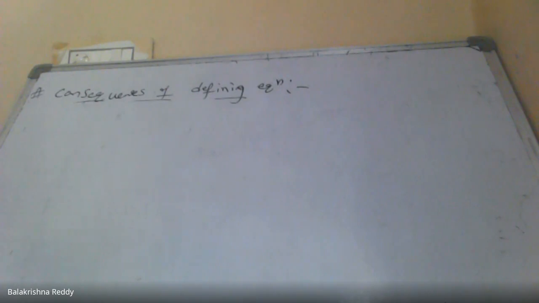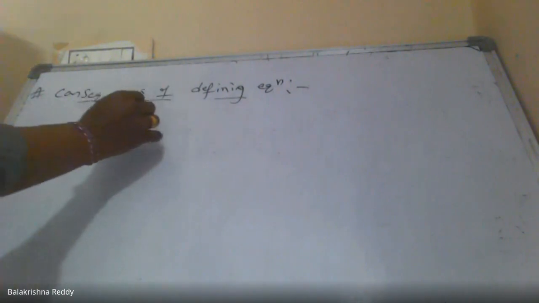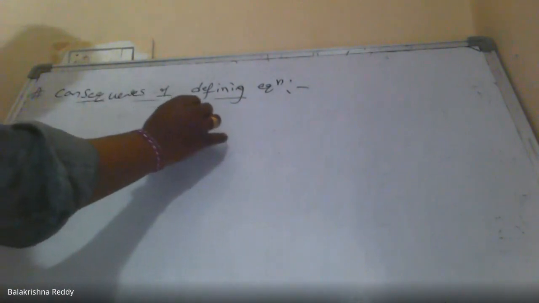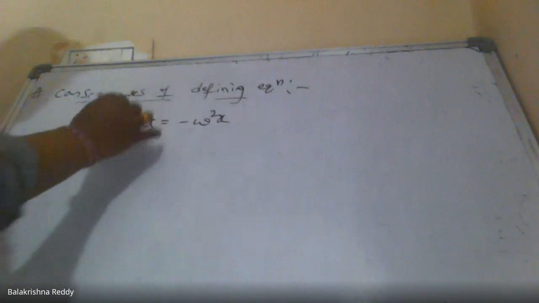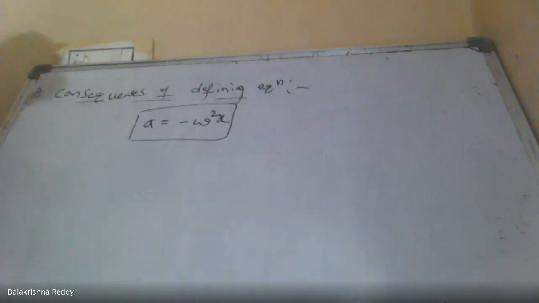There is a mathematical equation for simple harmonic motion. In terms of equations, it is better to understand. So basically, the condition for simple harmonic motion is a equal to minus omega square x. This is the basic condition for simple harmonic motion. What is this a equal to minus omega square x?